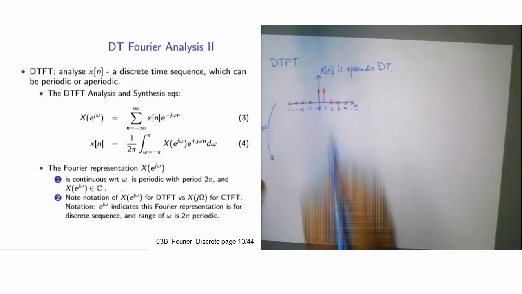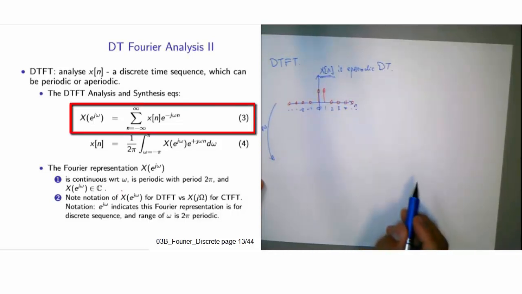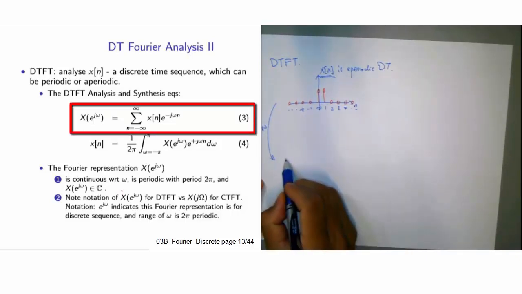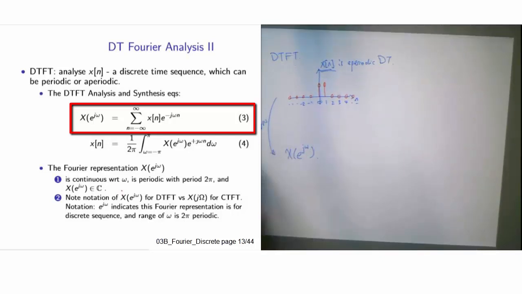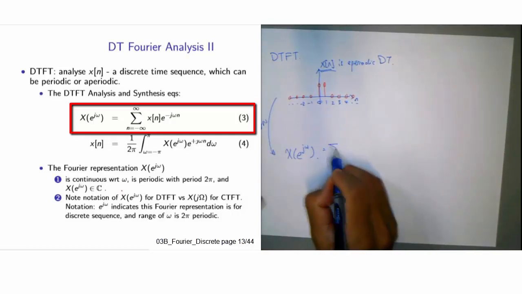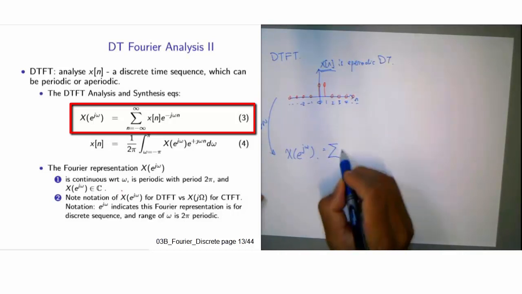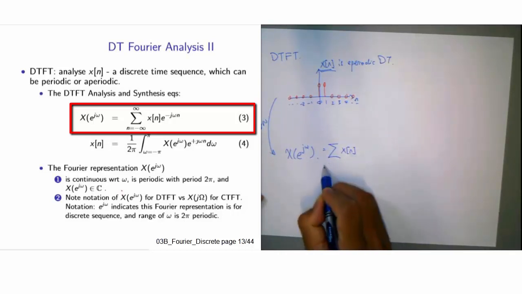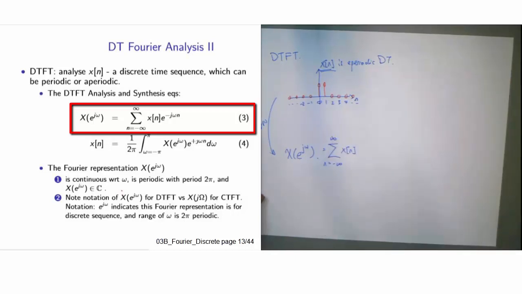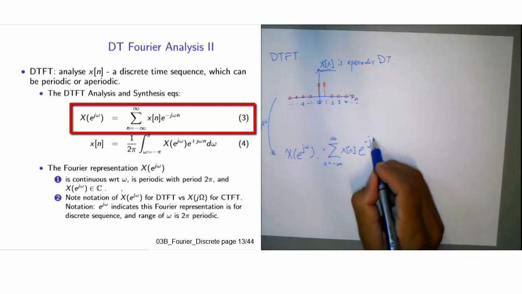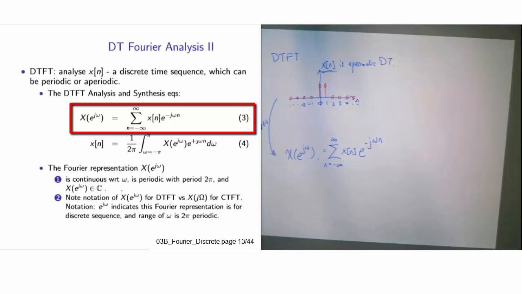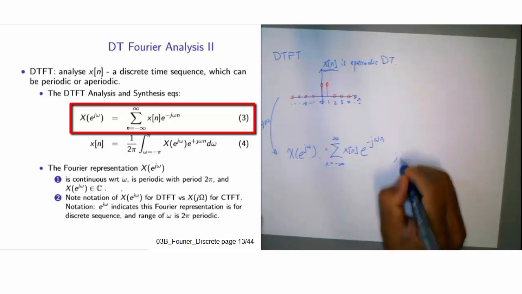In the analysis, it means I break x of n into complex exponentials. In the DTFT case, the notation is capital X of e^(j omega). The equation is the summation of the sequence x of n from -infinity to infinity, because it is aperiodic, and therefore you have to take all its samples, times e^(-j omega n). And this is the analysis equation.